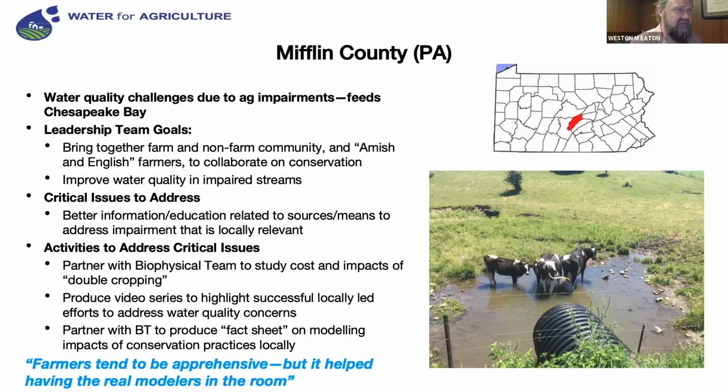And the main stream going through here is called the Kish Creek. So an update on some activities that they've come to over the last year of meeting together. They've been partnering with the biophysical team as part of the Water for Ag project to study costs and impacts of double cropping, doing some modeling to make sense of what that might do.